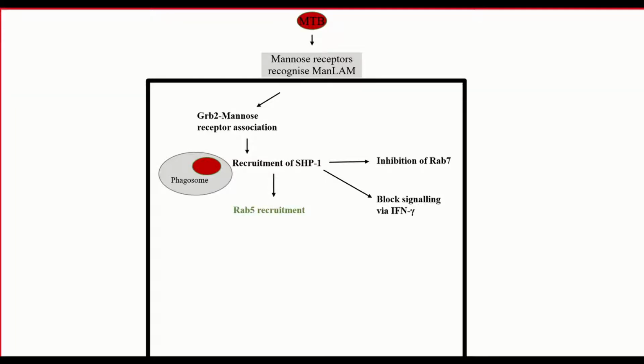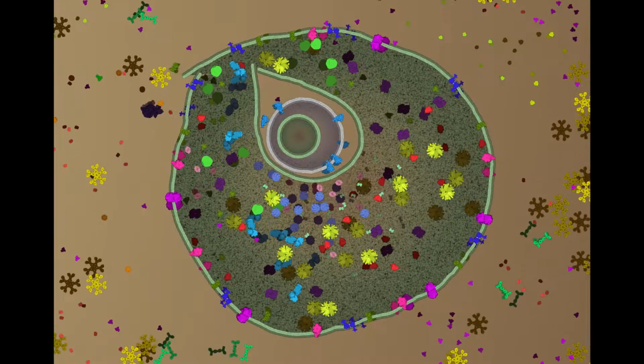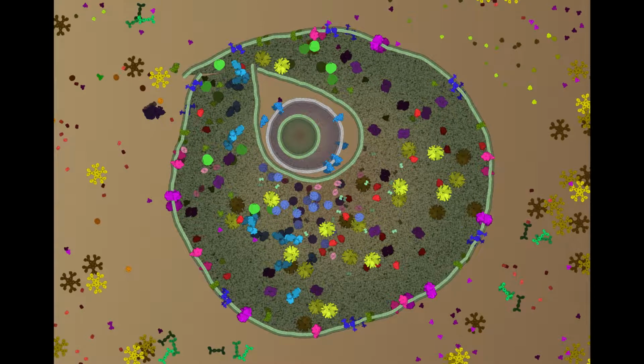Simultaneously, while binding to the MR, ManLAM inhibits the influx of cytosolic calcium, and therefore inhibits the entire calcium cascade. The inhibition of this cascade also leads to EEA1 inhibition. Due to all of these events, Mycobacterium tuberculosis is able to evade degradation and can now survive within the macrophage.